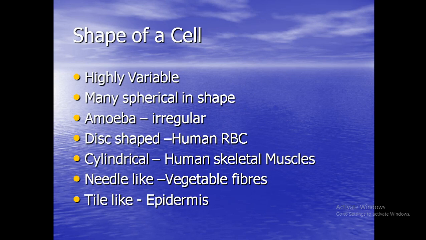So that's why you cannot attribute a definite shape to the cell. Probably now you have also come to the conclusion that shape of the cell is highly variable, depending upon the structure and function, mainly the function of that, highly variable. Many may be spherical in shape. Even there are cells which are irregular in shape.